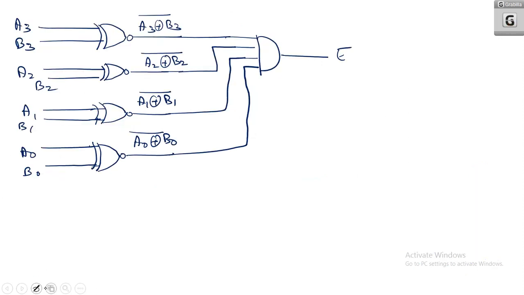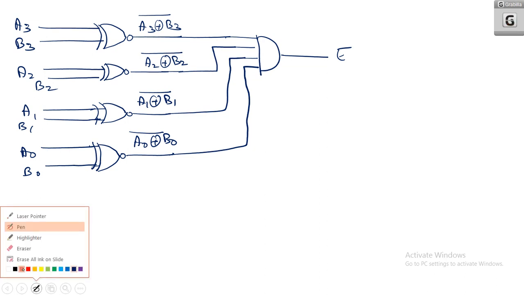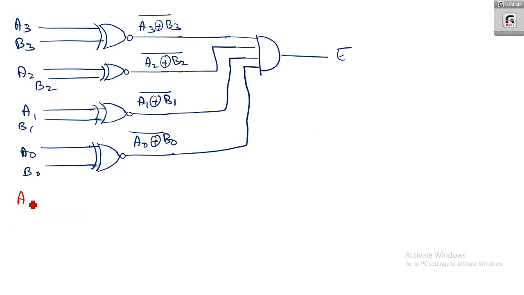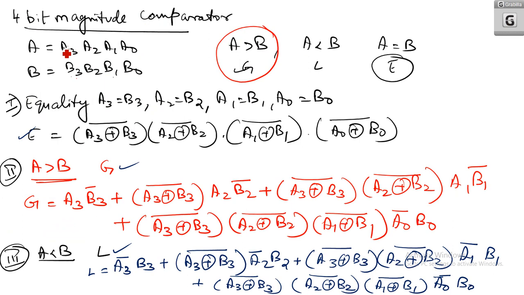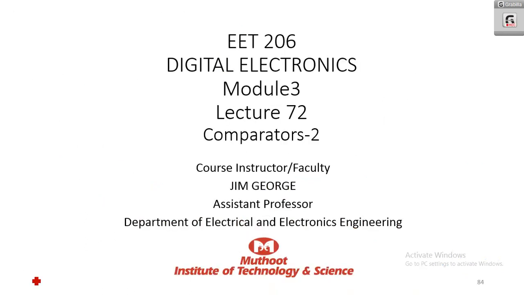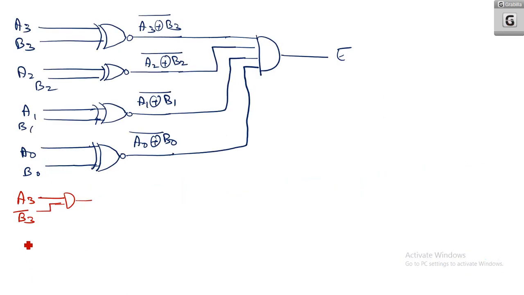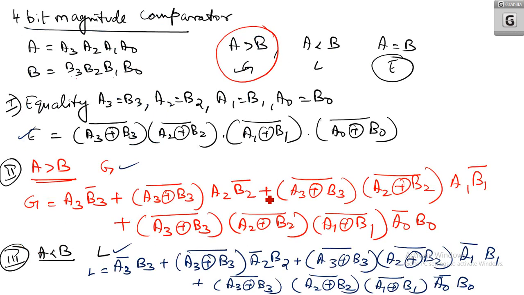So you can write it. So A3 is there, so I can write A3 B3 bar. Sorry, not the A3 B3 bar. Then A3 XNOR B3. Then A2 B2 bar. You can write A2 B2 bar. Then what do you have?